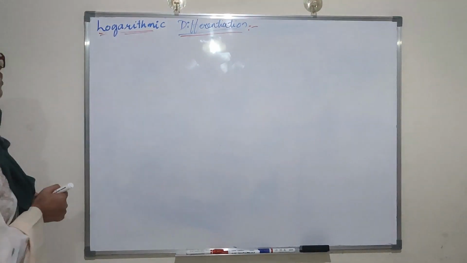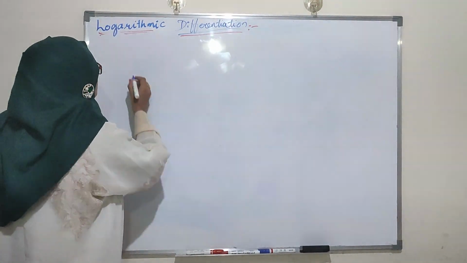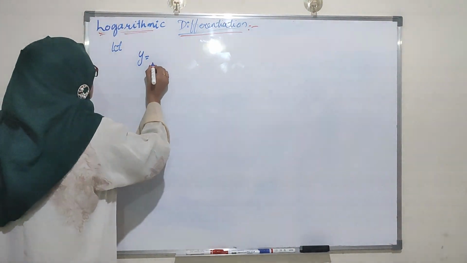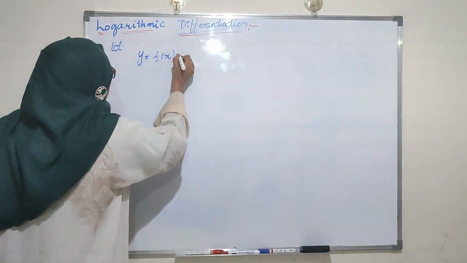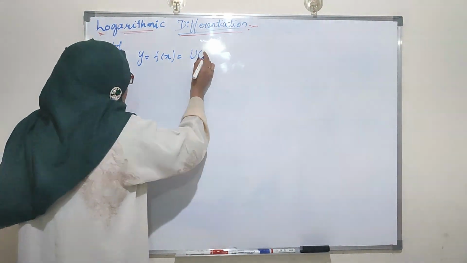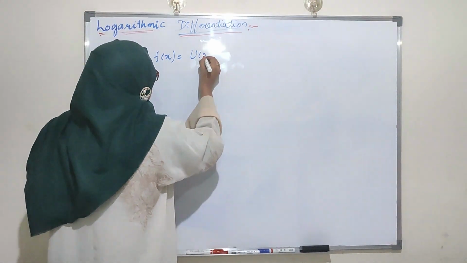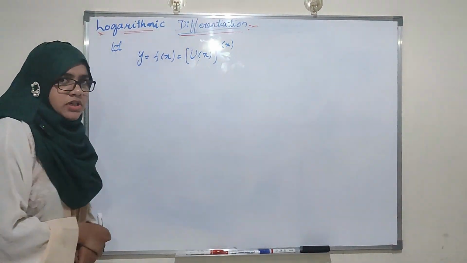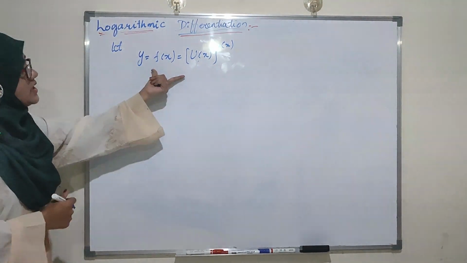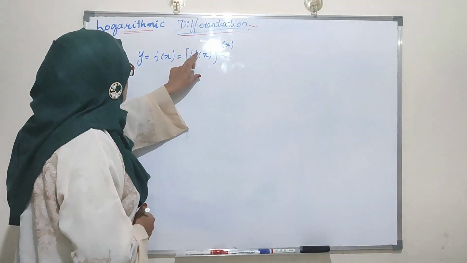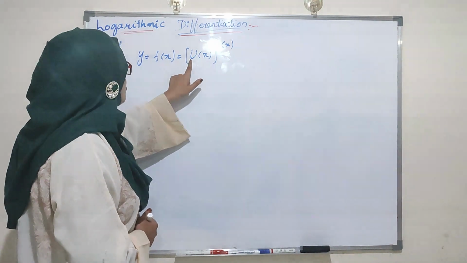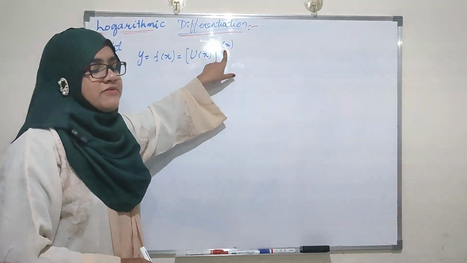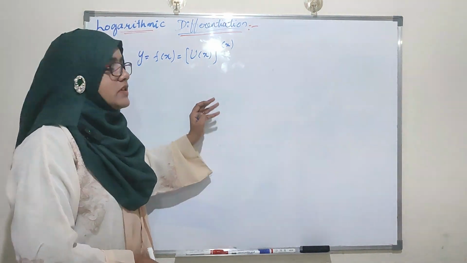In this section we will learn how to differentiate. Consider a function y as f of x, y is equal to f of x is equal to u of x raised to the power v of x. Suppose we are having such a function. If we want to differentiate this function, we can't directly differentiate this because here we have one function and the power is also another function. So directly we can't differentiate.